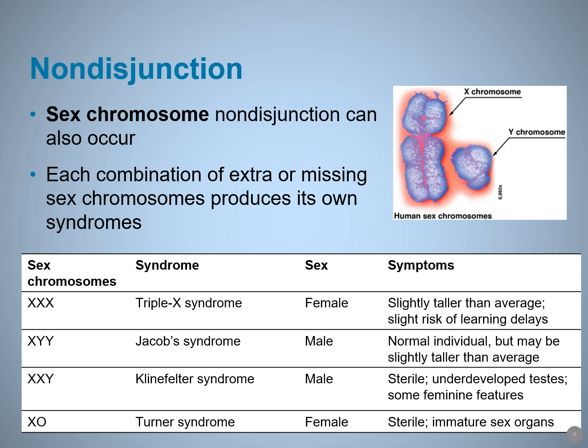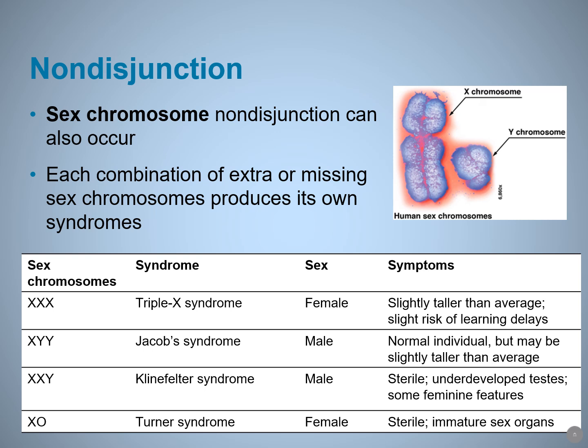So non-disjunction can also affect the sex chromosomes. The previous one that we looked at was in the autosomes. So in sex chromosomes, that's going to refer to what can happen if you have a different variation of your X's and your Y's. Each combination of extra or missing sex chromosomes produces its own outcome. So if an embryo lacks an X chromosome, it cannot survive, but other abnormalities, such as having a single X or no Y or extra X's and Y's, have less dramatic effect.